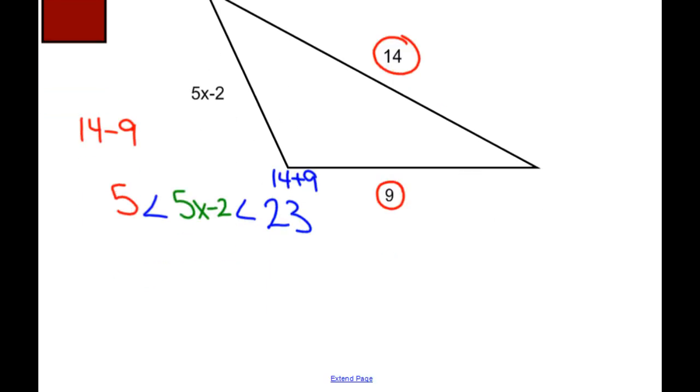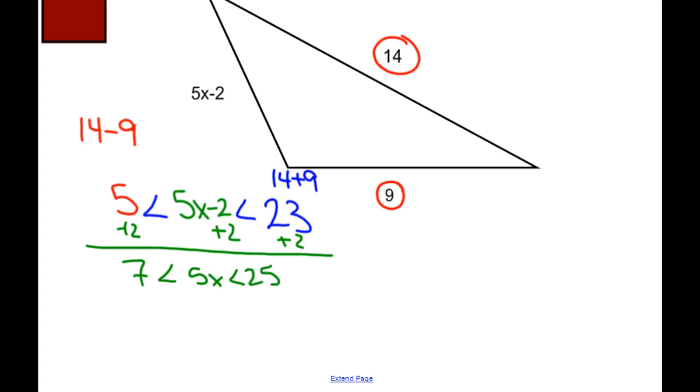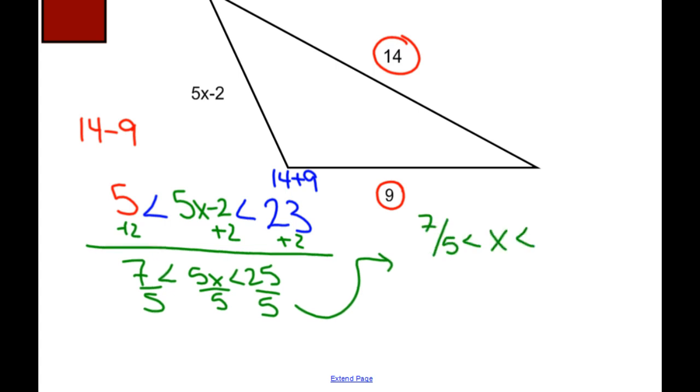Now we have to think back to algebra and solve our inequality. If I add a number to one piece, I have to do it to every single piece. So we get 7 is less than 5x is less than 25. Divide by 5. So our actual answer is x needs to be bigger than 7/5, but less than 5. x has to be in between 7/5 and 5.